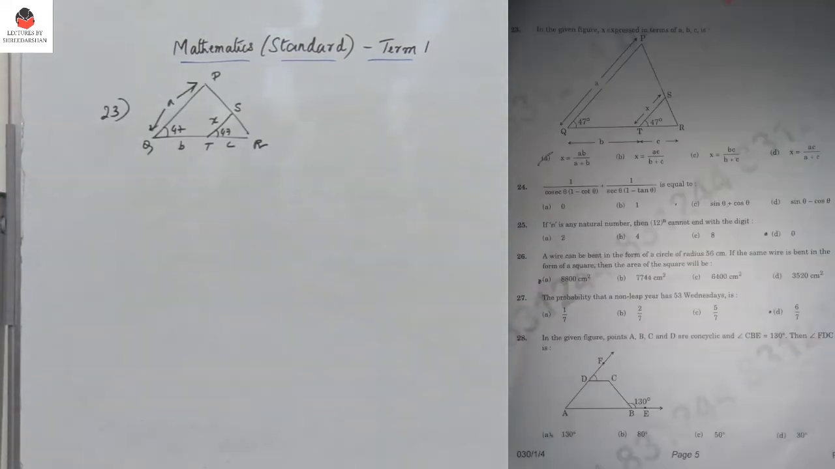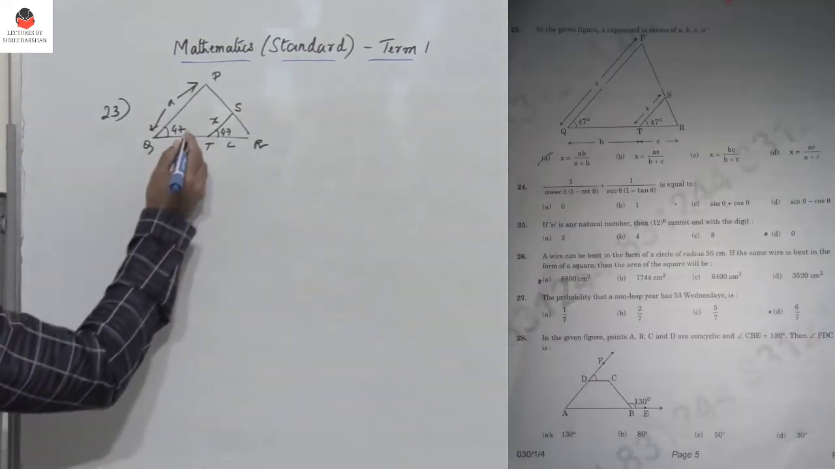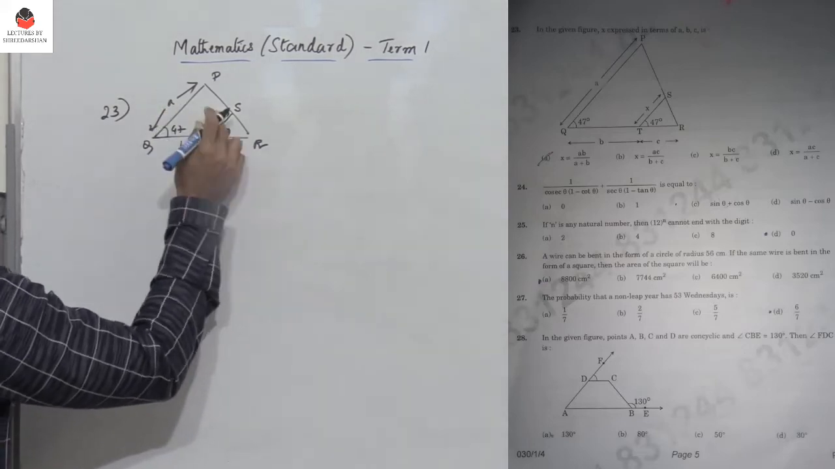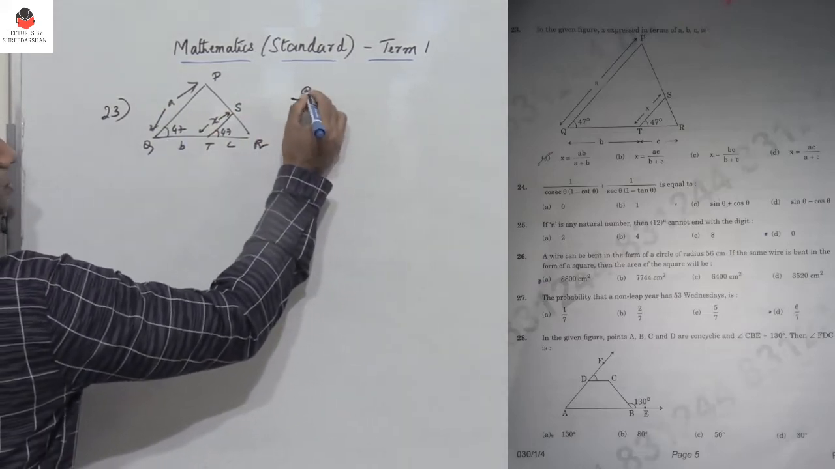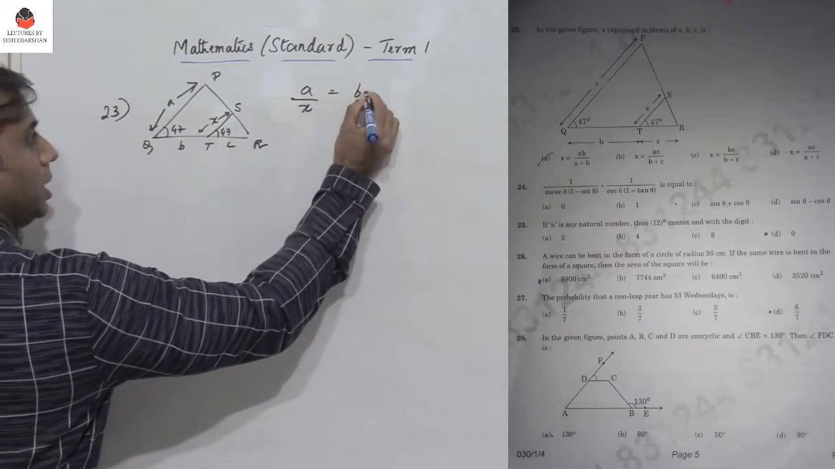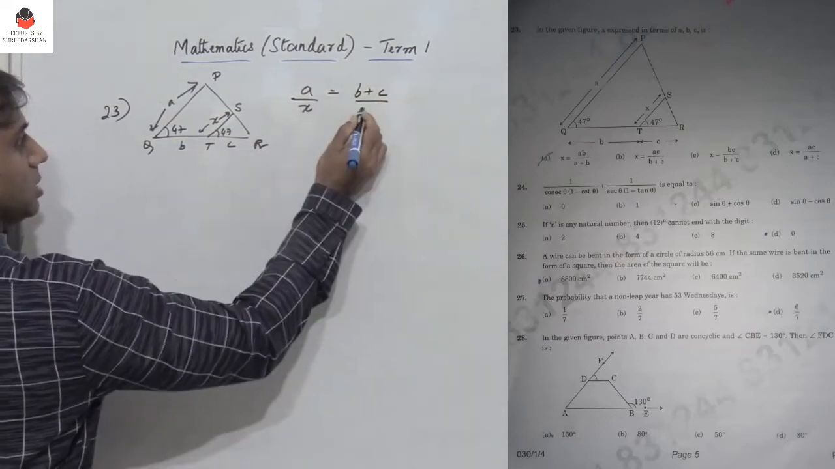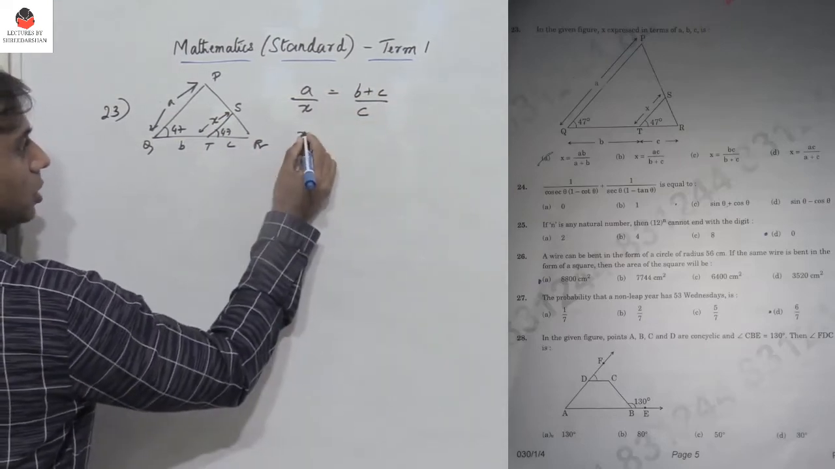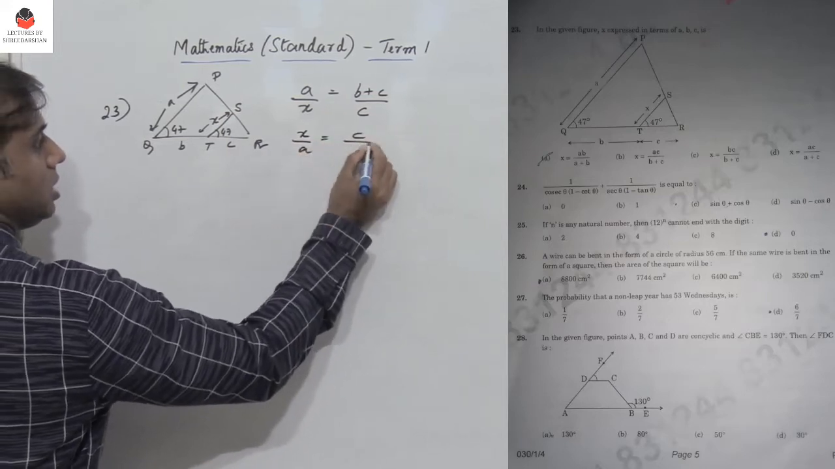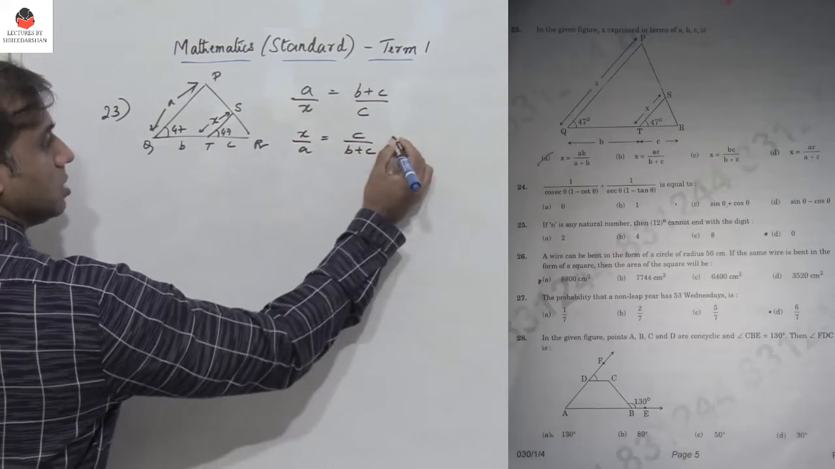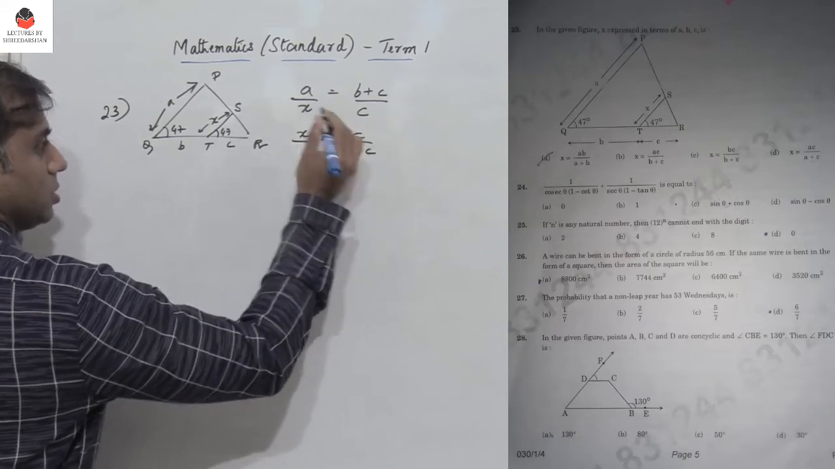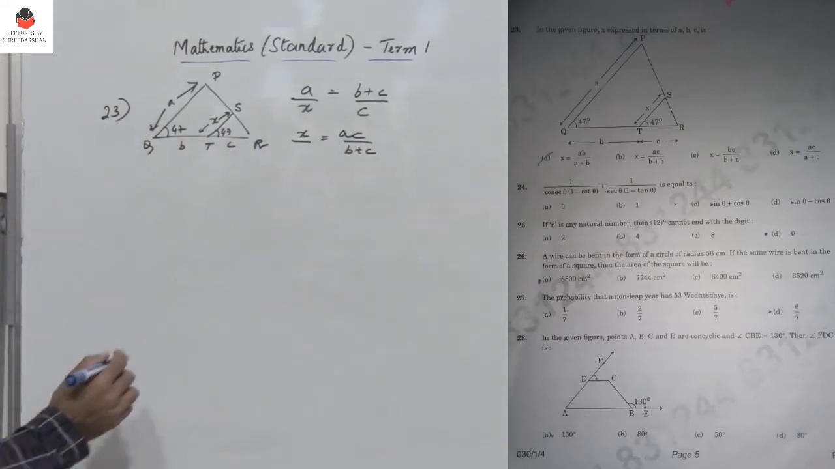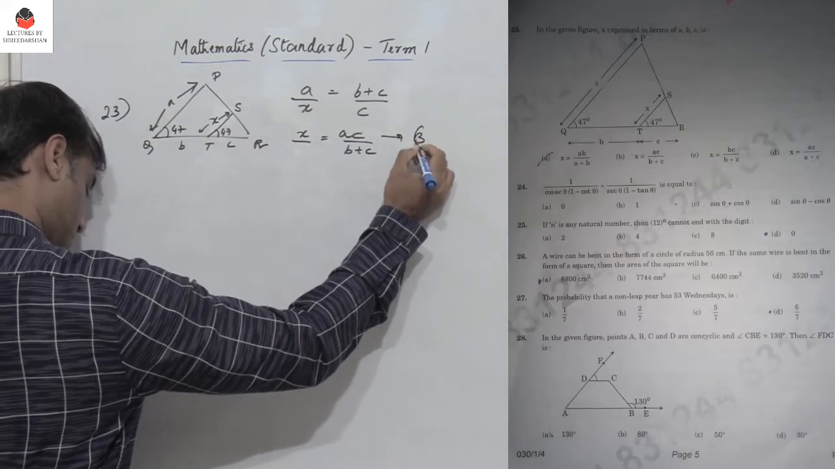So we need to find the value of x. So this is x. So we know that a by x is definitely equal to (b plus c) divided by c. Or taking its reciprocal, x by a equals c divided by (b plus c). So what is x? x is a into c divided by (b plus c), which is option B.